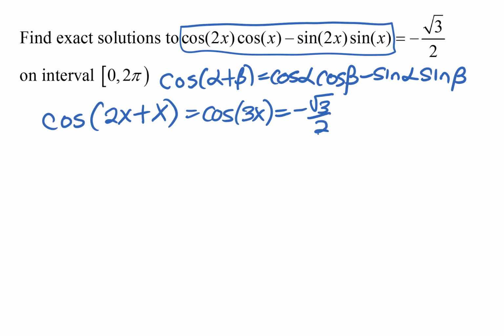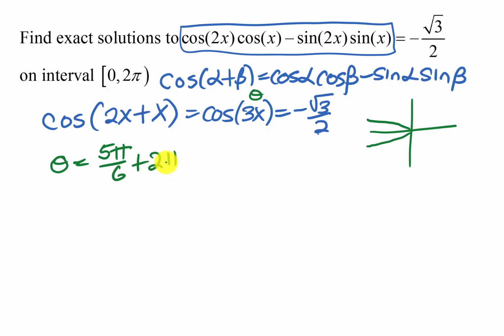So next I think of where on my unit circle there is a cosine value of negative square root 3 over 2, and I'm going to call that angle theta for just a minute. Cosine is negative in quadrant 2 and in quadrant 3, and because it's square root 3 over 2, it would be those two angles. My first one is 5 pi over 6 plus 2 pi k. That's listing all angles there. And my second one is 7 pi over 6 plus 2 pi k.